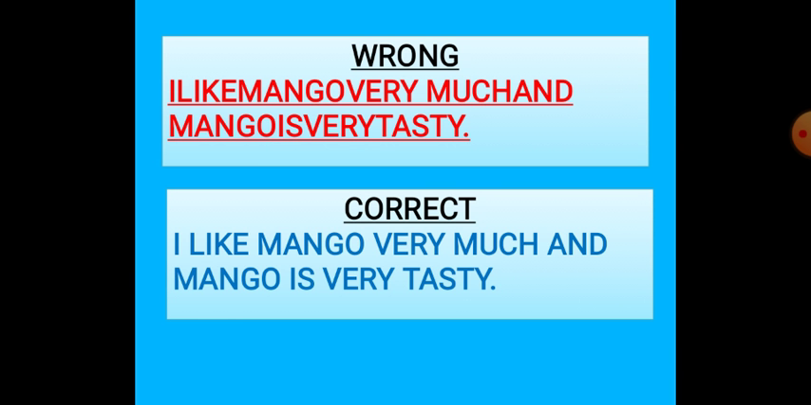Now see children, there are two examples. In one example the wrong method is used and in another example the correct method is used. Children, as you can see, first method, that is the wrong. We very well know that in English we write the words by giving space. This is a wrong method, right?